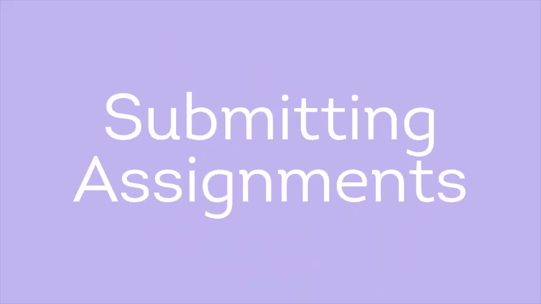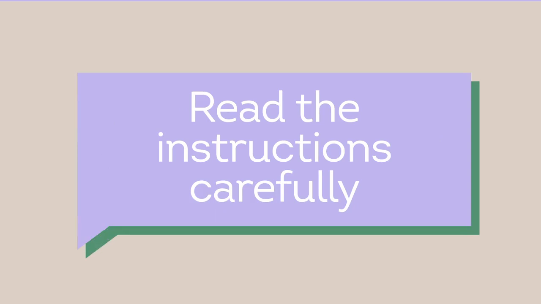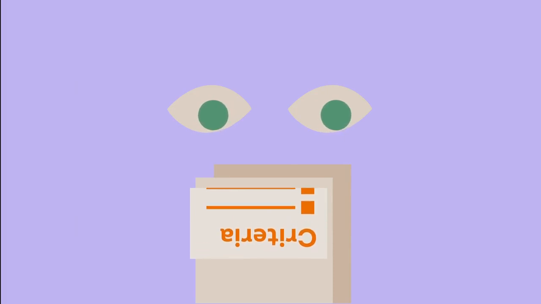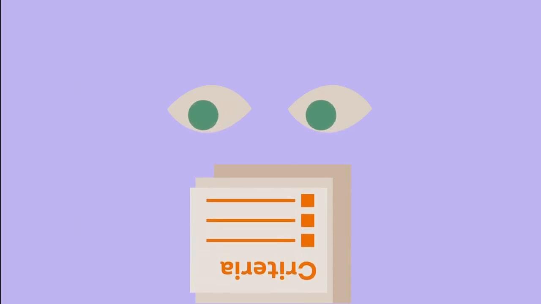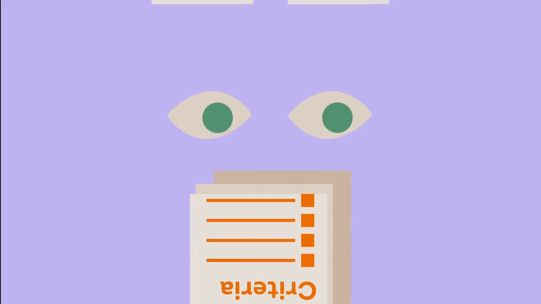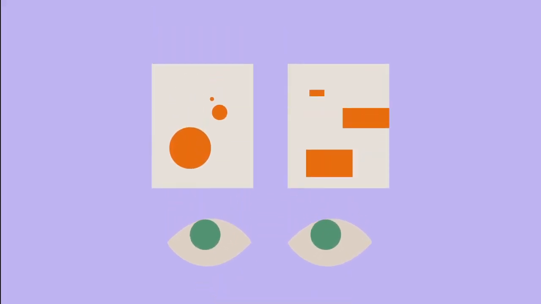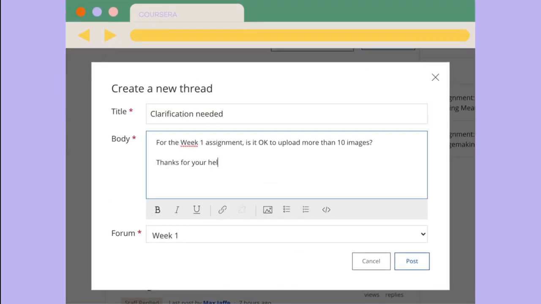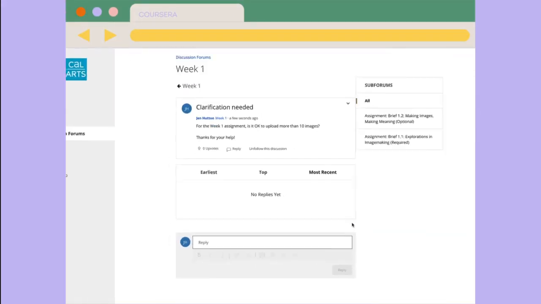Submitting assignments. Read the instructions carefully. Make sure you take a look at the review criteria so you know how your assignment will be assessed. Review any examples your instructor may have provided and upload exactly what you were asked to do. If something in the instructions isn't clear, post your question in the course forums so staff can assist you.